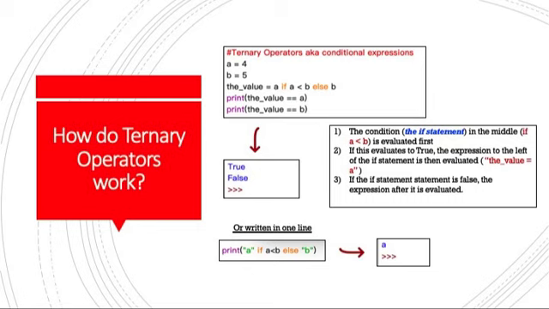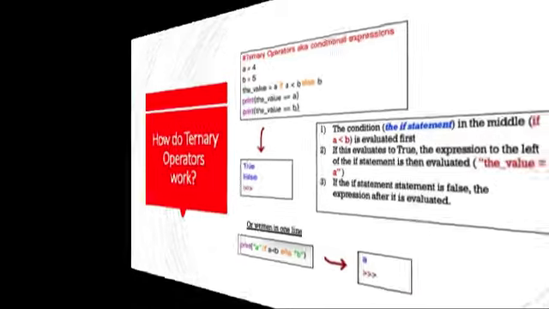We can write it all in one line like this in a print statement. A, variable A, if A is less than B, else B. What does it return? A, assuming the values are A equals 4 and B equals 5.